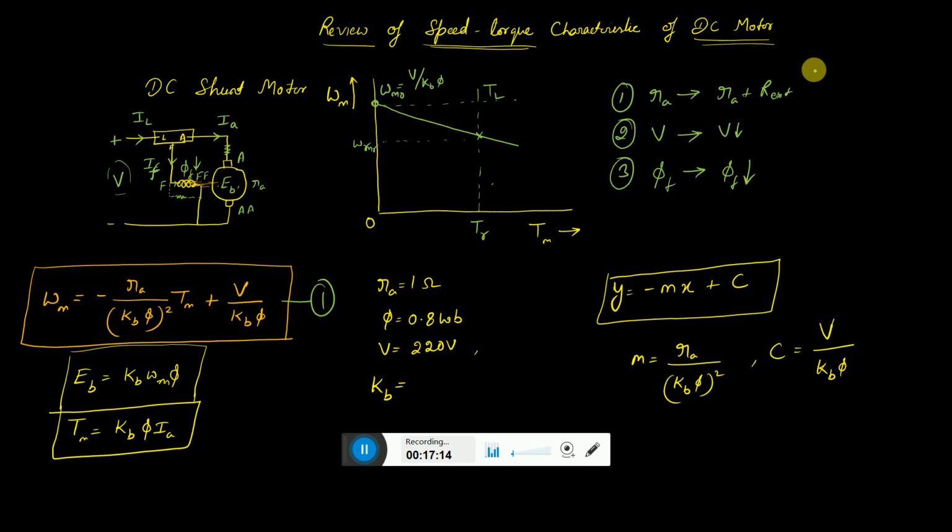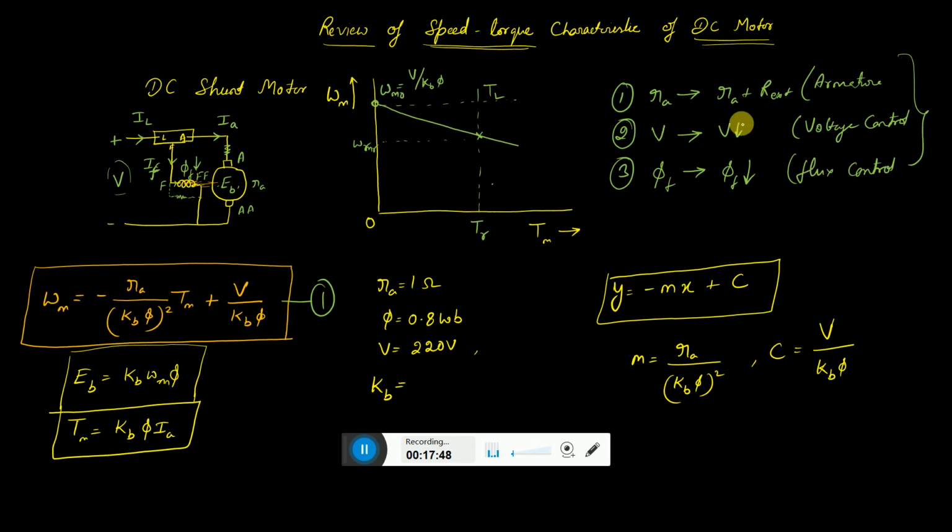The first one is called armature control, so there is speed control using armature control. Then another is voltage control, and the third one is flux control. So there are three methods to control the speed of the DC motor: armature control, voltage control, and flux control.